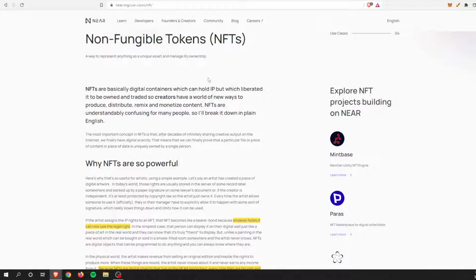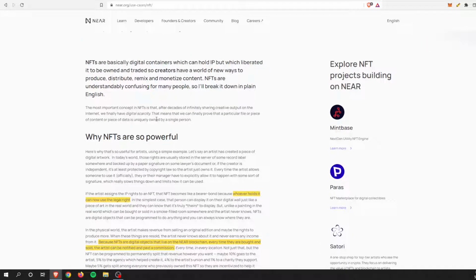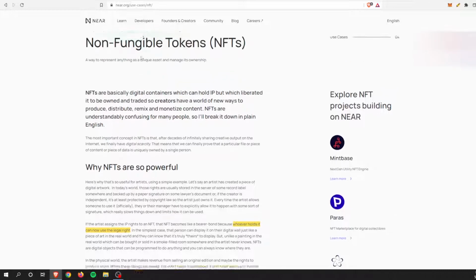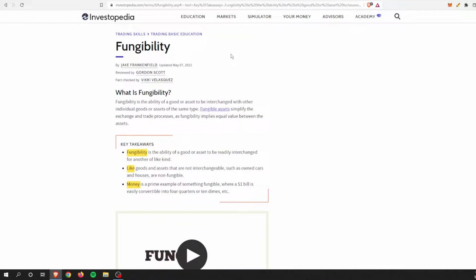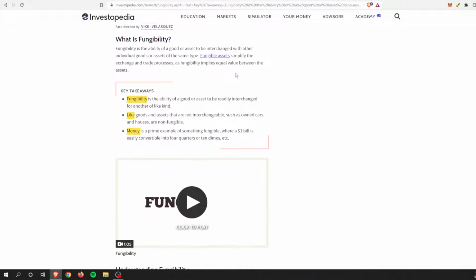So NFTs are non-fungible tokens, and it's basically a digital container that holds the IP. So you are the owner of an NFT. And to break it down a little bit better, because there's fungible tokens and then non-fungible tokens, I think Investopedia does a really good job talking through fungibility and non-fungibility.